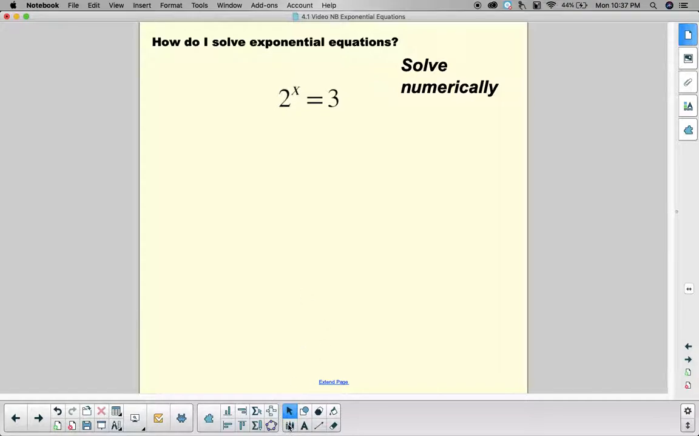But we know we're looking for a number that's in between 2 to the first, which is equal to 2, and 2 squared, which is equal to 4. So we're looking for a number between 1 and 2. That's going to be x.